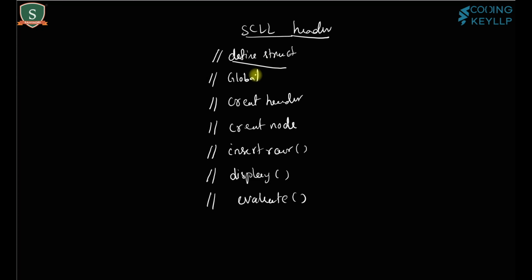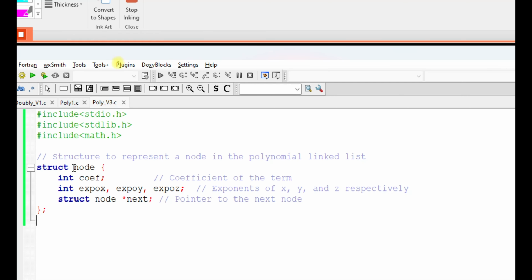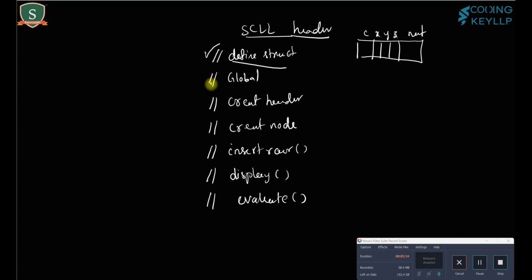Define structure. So definition of the structure. Here what is the structure definition? It contains a total of 5 fields. One is coefficient, exponential of x, y, z and next. If you observe here, we have defined the structure that represents coefficient of the term, exponential x, y, z and a next pointer that is pointing to the next node. And first step is done successfully.